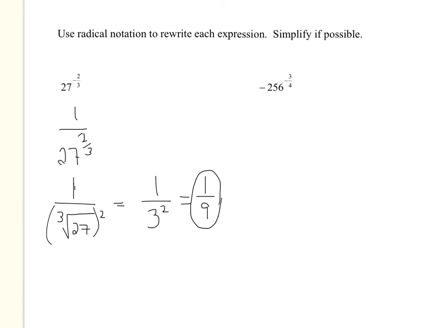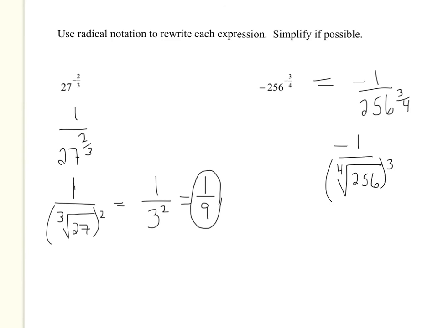Okay, let's look at our last example. So we have negative 256 to the negative 3/4. So we have this negative. So we can rewrite this as negative 1 over 256 to the 3/4. So now we can turn this to radical form. So this is negative 1 over the 4th root of 256 to the 3rd power.